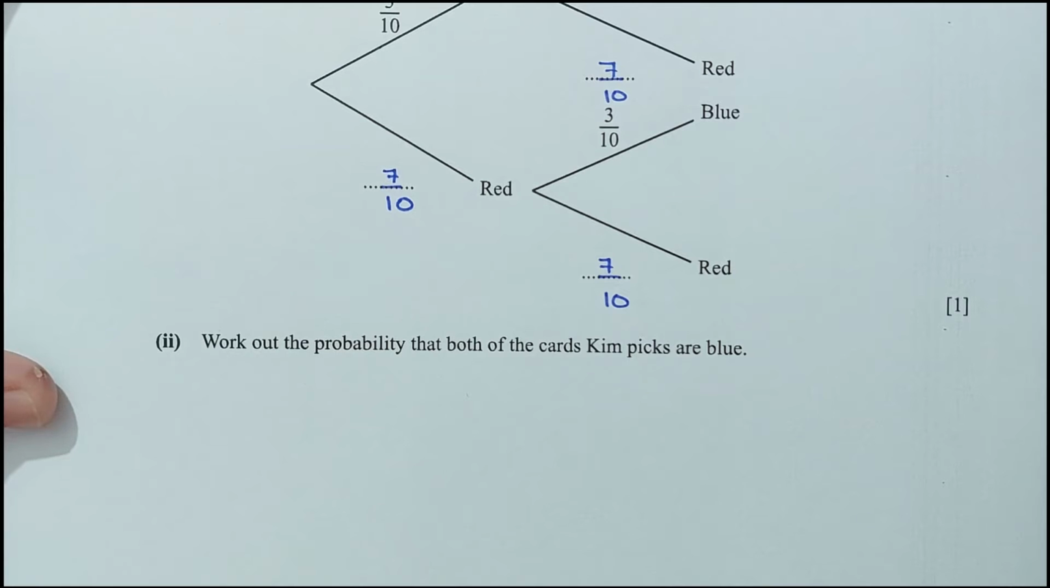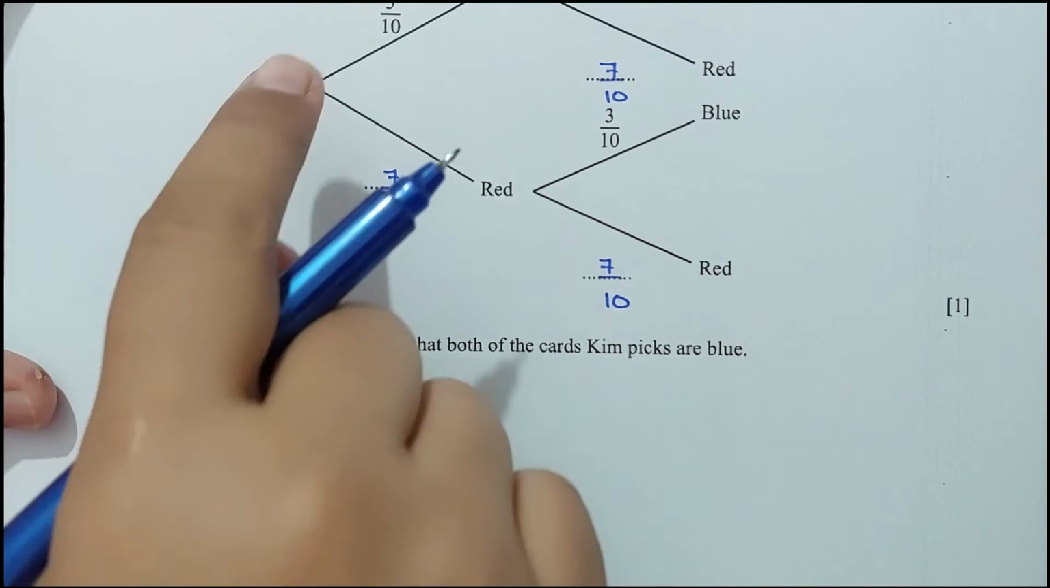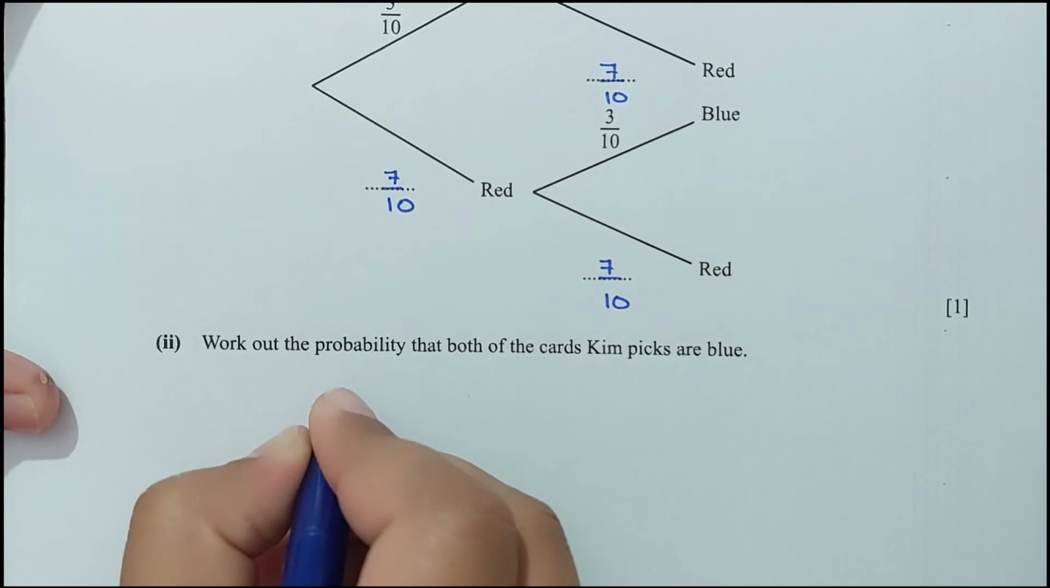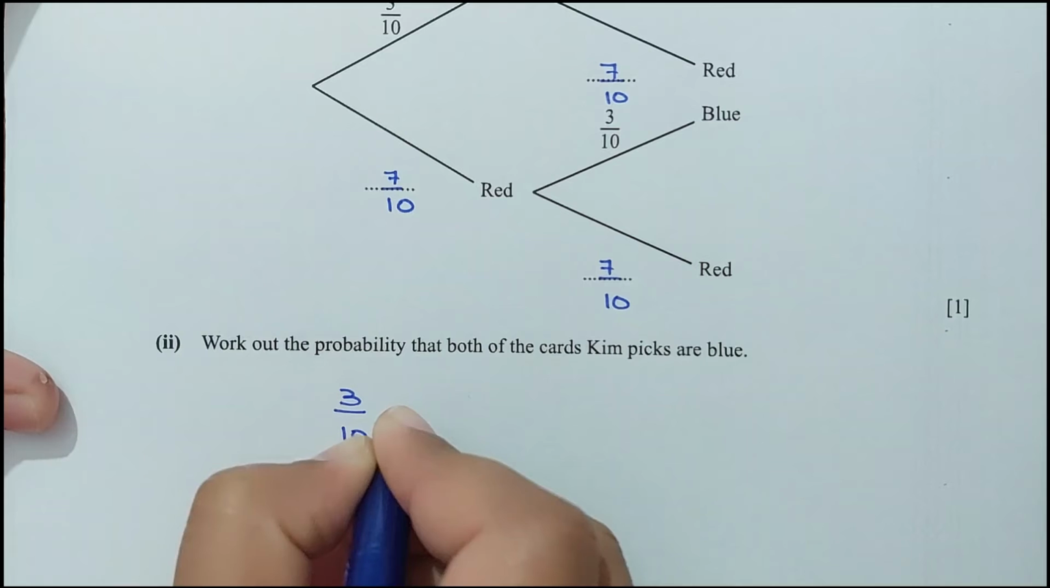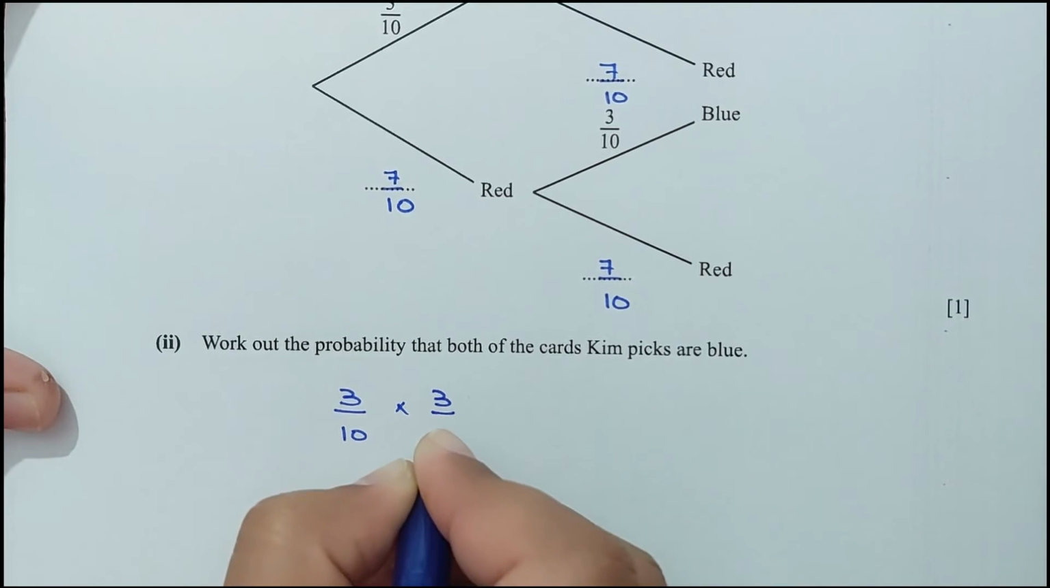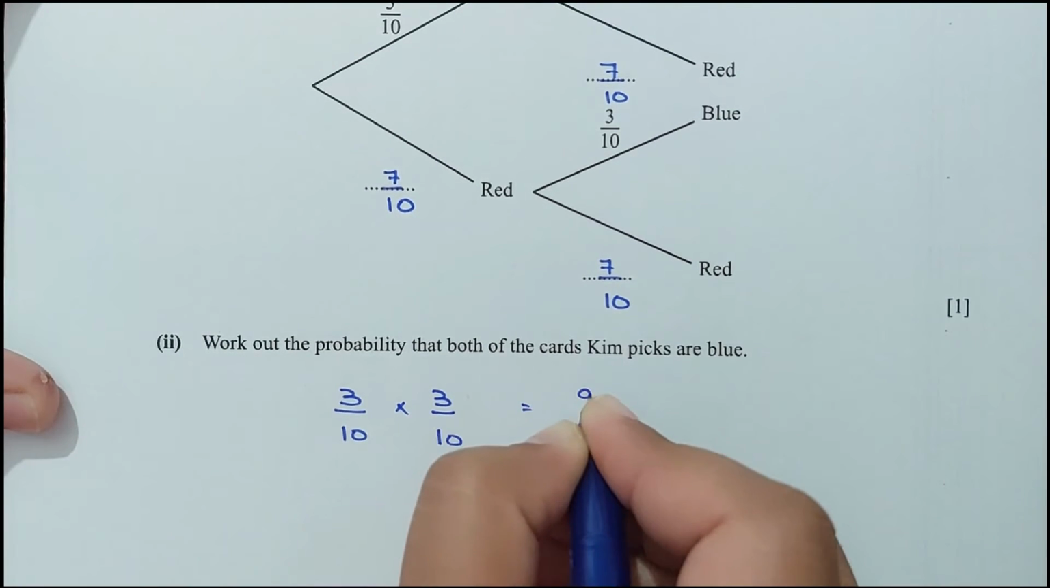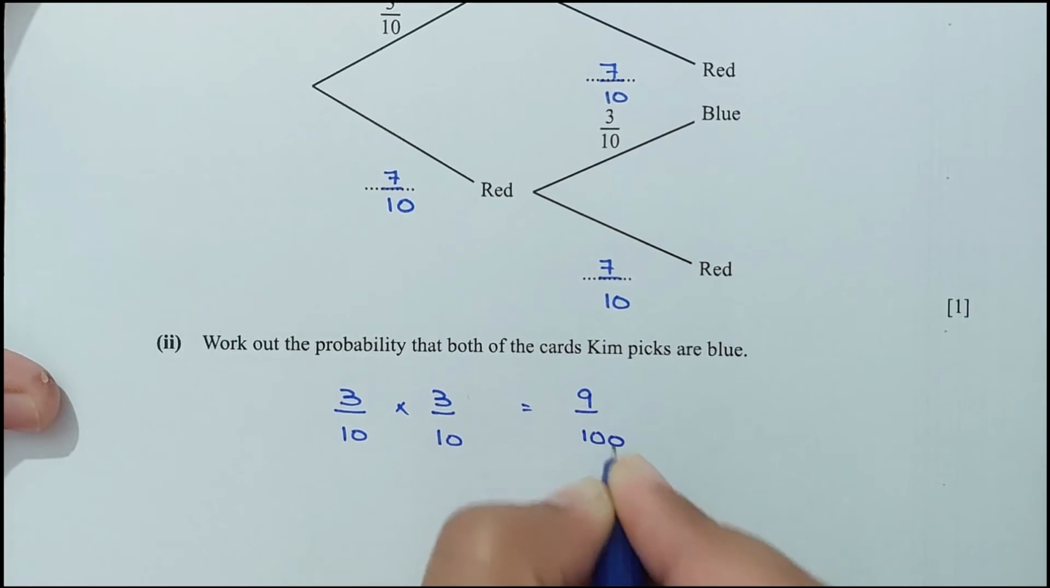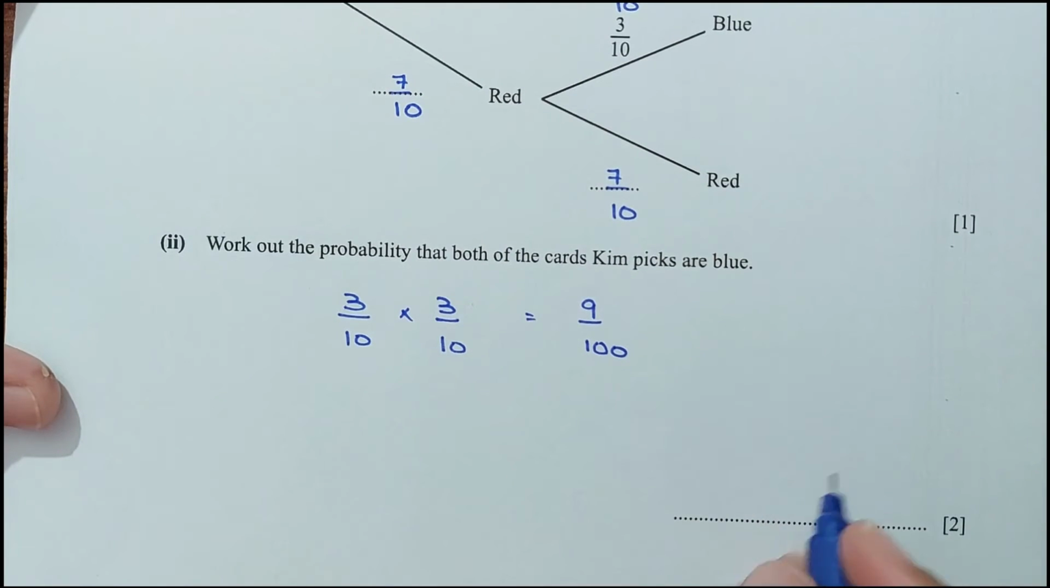Now for the second part, work out the probability that both of the cards Kim picks are blue. Both are blue, so blue and blue, right? So 3 out of 10 times 3 out of 10. 3 times 3 is 9, 10 times 10 is 100, so 9 out of 100 is the answer.